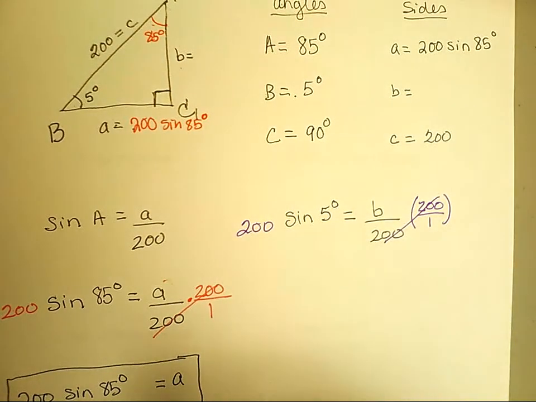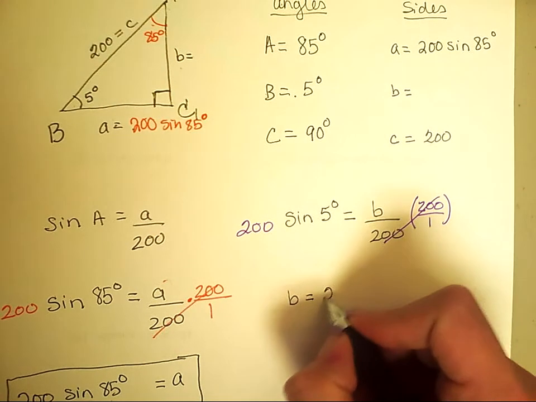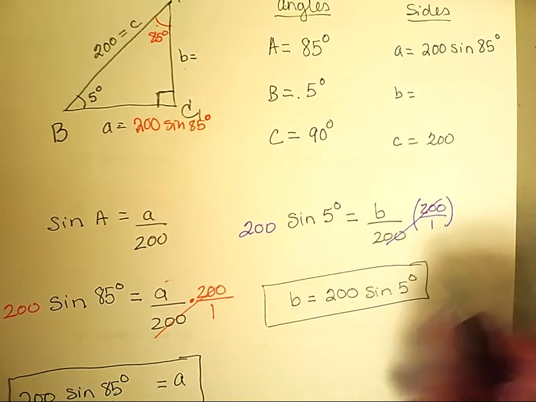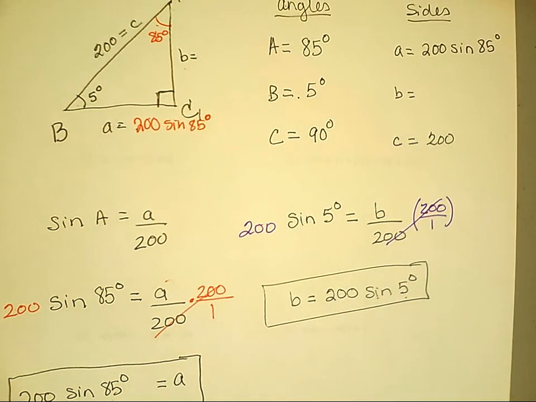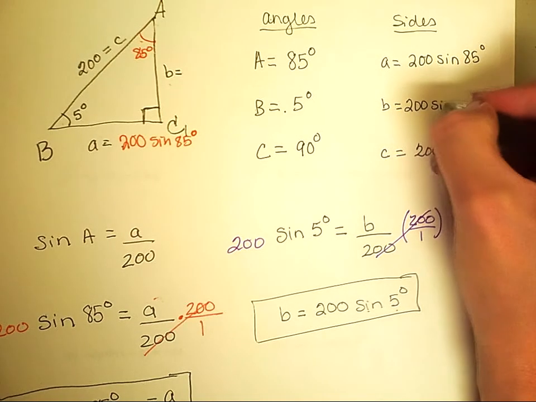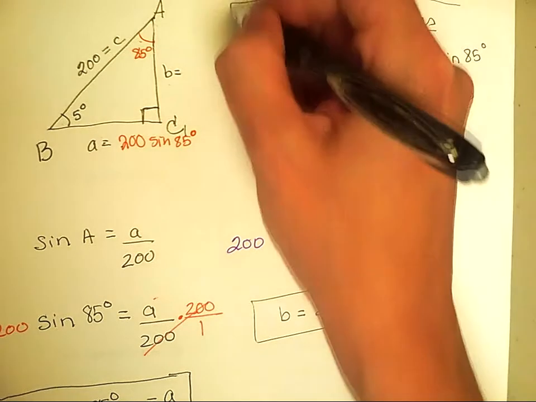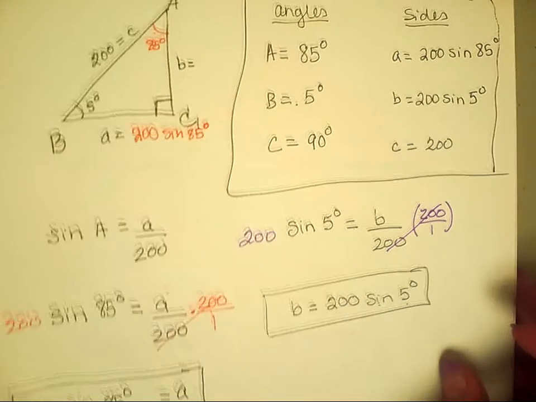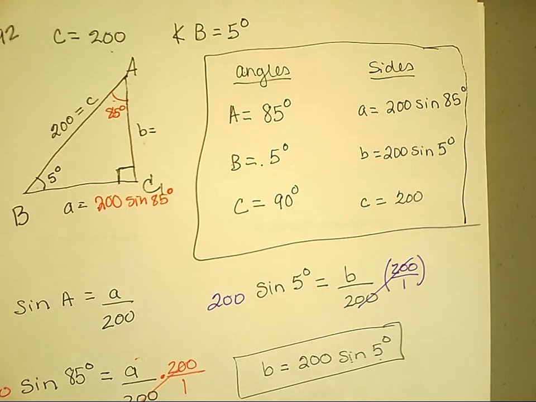So these will cancel. So we can say that B is equal to 200 times the sine of 5 degrees. Again, the sine of 5 degrees is not one of our known angles on the unit circle. It's an irrational number. So we could just fill this in then as 200 times the sine of 5 degrees. And with that, we would have solved the triangle. I hope that makes sense. Let's do some more.